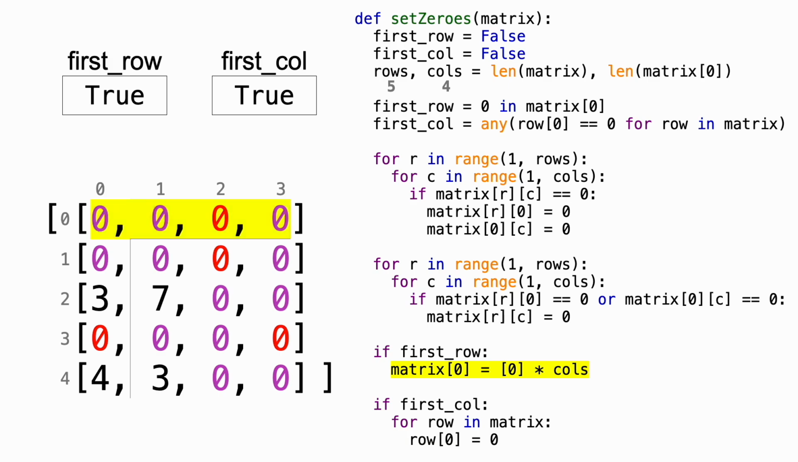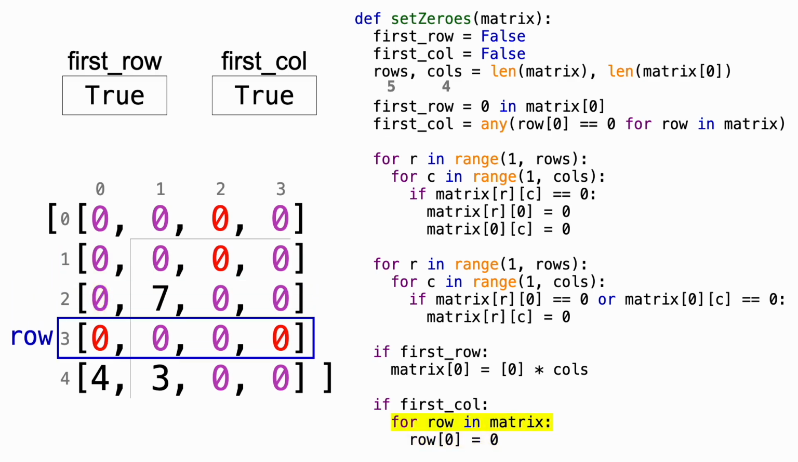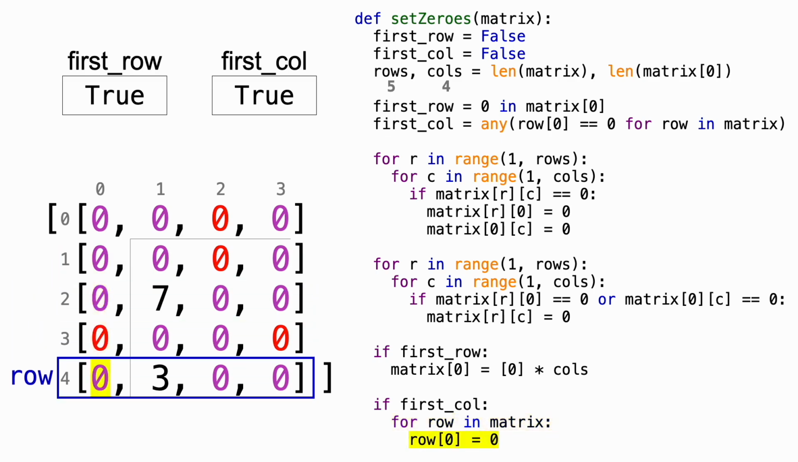And then let's do the same thing with the first column. If first call is true, which again it is, we'll need to zero out the entire first column. And for this, there's not really a great one-liner in Python, so let's just iterate over each row. The row variable will be each inner list, and so for each row, we're going to set the first element to 0. So by setting the first element of each row to 0, we've now set the entire first column to 0. And that's it.